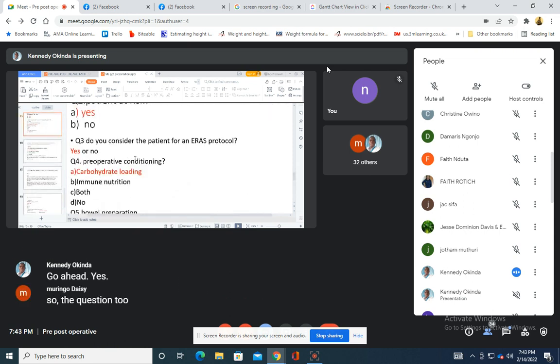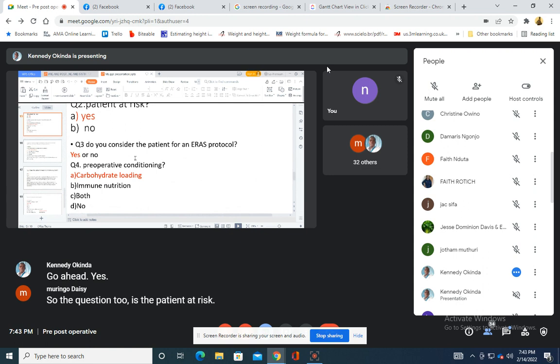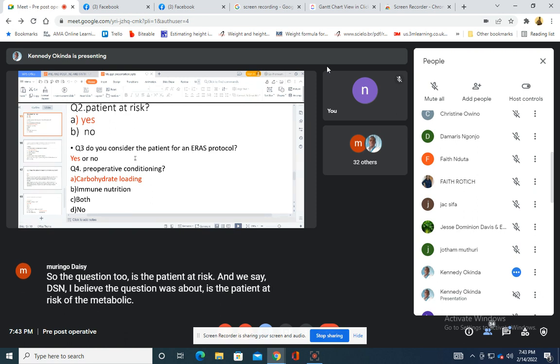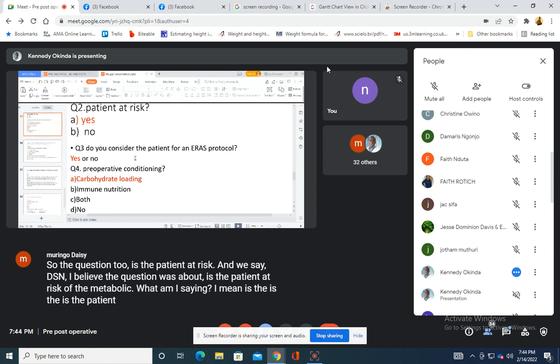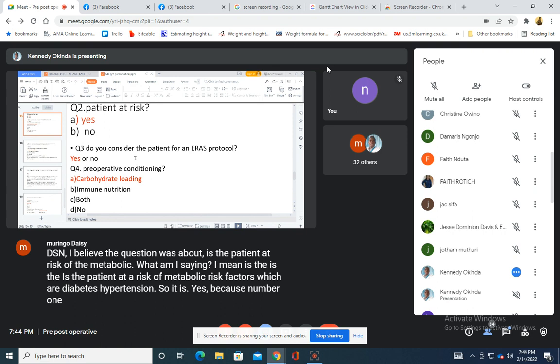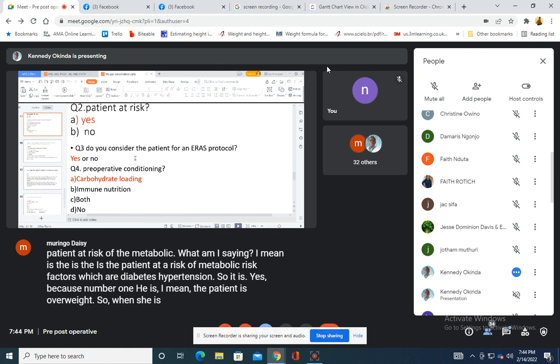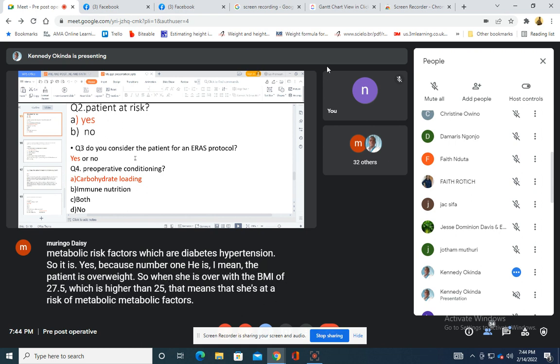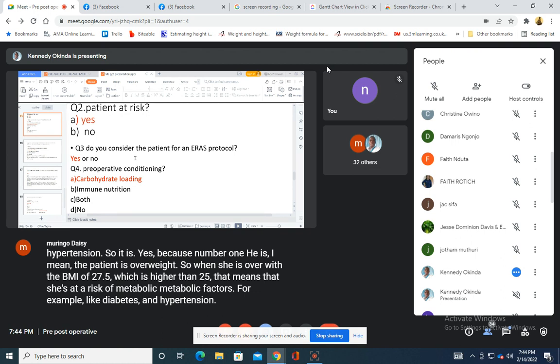So question 2: is the patient at risk? Is the patient at risk of metabolic risk factors, which are diabetes and hypertension? You said yes, because number 1, the patient is overweight. With a BMI of 27.5, which is higher than 25, she is at risk of metabolic factors, for example diabetes and hypertension, and also cardiovascular issues.